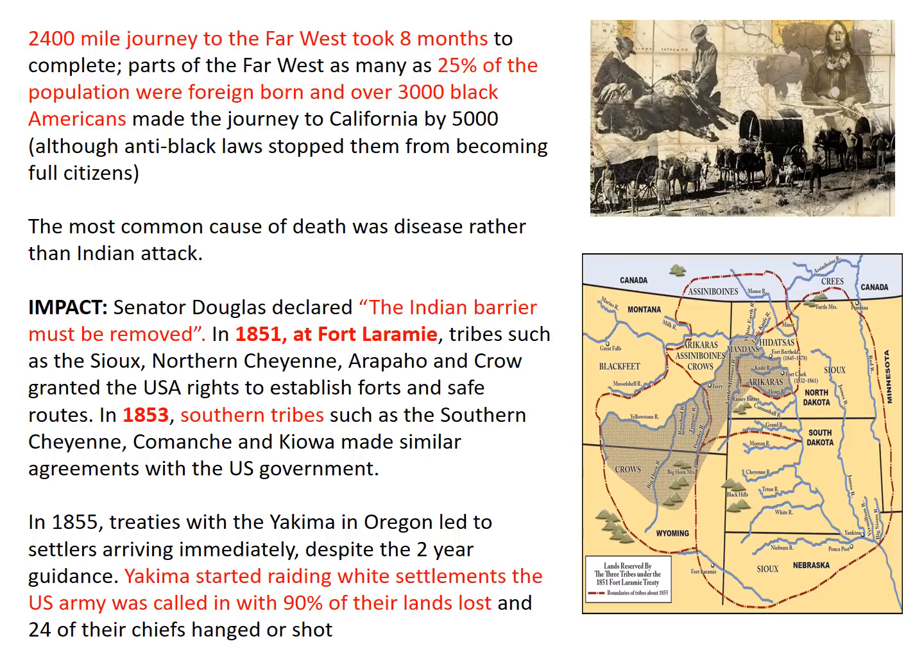So, a 2,400-mile journey, 8 months to complete. Very difficult. Interestingly, although the image you'll often see in films is of white settlers, over a quarter of the population were foreign born, and 3,000 black Americans made this journey as well. And despite the story and despite the films showing Native American attacks, the most common cause of death was disease. Wasn't long, of course, until they came into conflict with Native Americans.